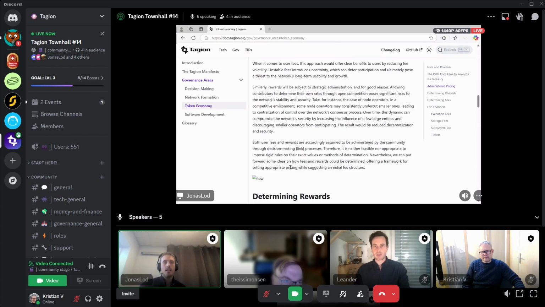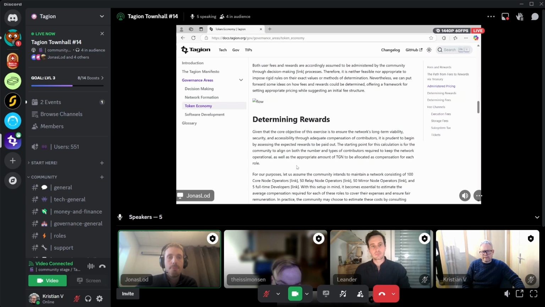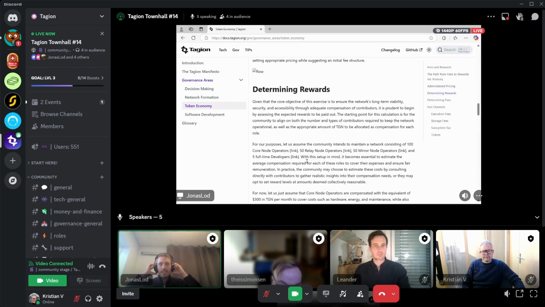So that could be execution fees, subsystem taxes, all these different channels through which TDN tokens flow into the treasury. And then on the other hand, it's also up to the community to decide how to reward different contributors, such as node operators, developers, all these different participants that one way or another contribute directly to maintaining the Tagion network. So that's more or less the basic idea here.